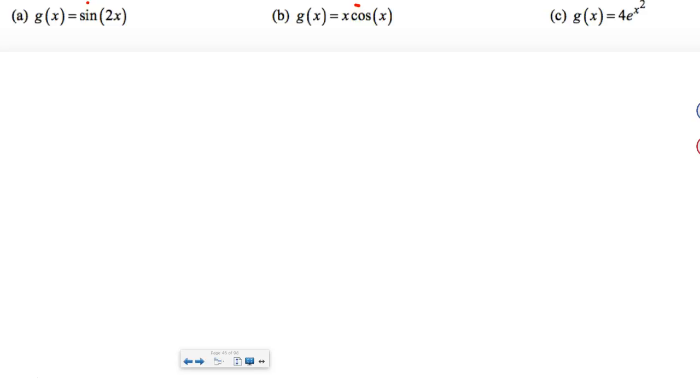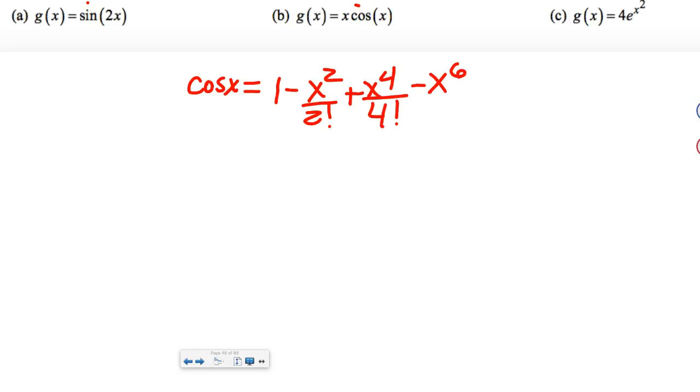Let's do G. So I'm going to take cosine x and write it out. Start me on cosine x without looking. What does it start with? 1, x to the 0, minus x squared over 2 factorial plus x to the 4th over 4 factorial minus x to the 6th over 6 factorial. There's the first 4 terms of cosine.